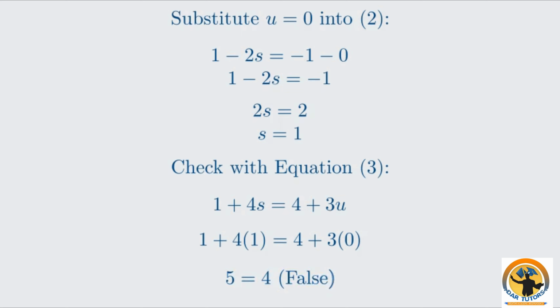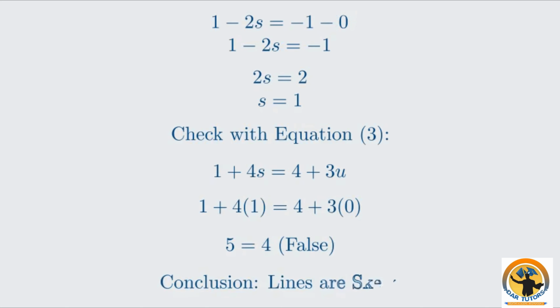This is a contradiction. Since the system of equations is inconsistent, there is no solution. This means the lines do not intersect. Because they are not parallel and do not intersect, we conclude that the lines are skew. We've seen how to classify lines. Now let's tackle a more advanced problem, finding the shortest distance between two skew lines.